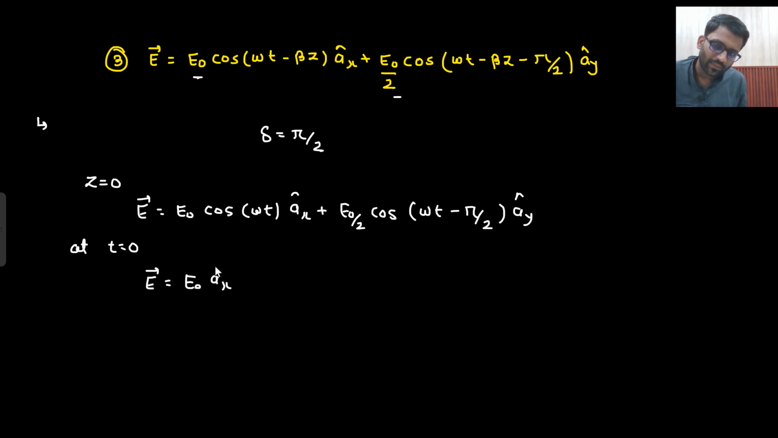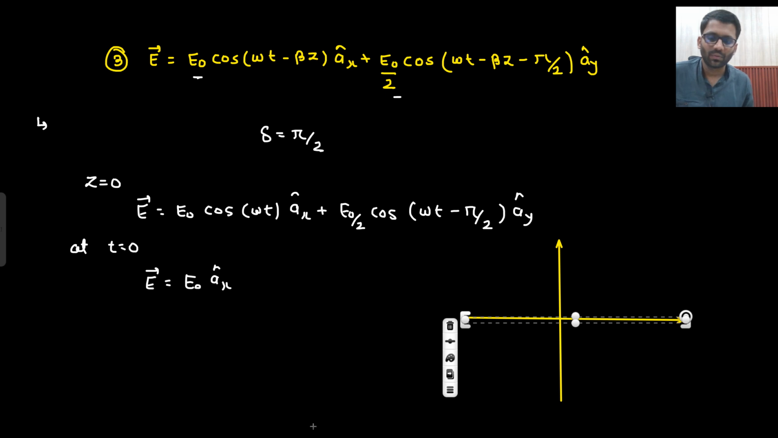E naught ax cap at t equals 0, this is 0 only. So let's make the diagram. At t equals 0, what are you getting? At t equals 0, you are getting E naught ax cap. Let's just say this is x and this is y. So at t equals 0, E naught ax cap.